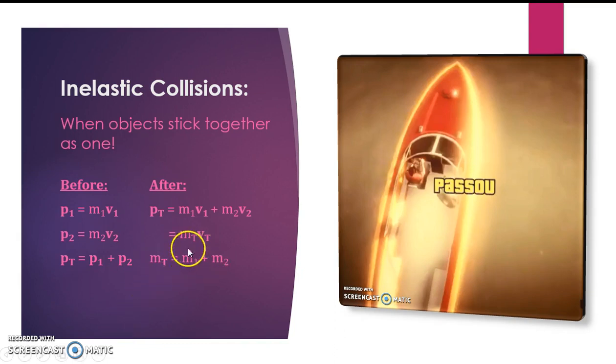Got it? Remember, the total mass is both of them put together. That'll give you the velocity of the total. Pretty nice, huh? Put a box around it. Every time you see a perfectly inelastic collision, you can use this exact setup with any numbers you have.